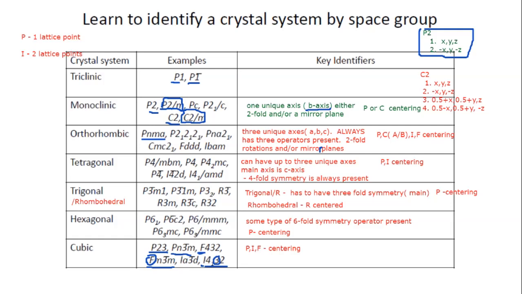Now, one thing just to mention is, we said primitive is one lattice point, body-centered is two lattice points, but face-centered is 4 lattice points. So what that means is when you determine the number of lattice points at the primitive lattice point, you would have to multiply those symmetry elements by 4 to get the total number of symmetry elements. So face-centered space groups can have a very long list of symmetry elements in it. So those are the key identifiers. Now let's look at some other stuff involving centrosymmetric, non-centrosymmetric space groups.